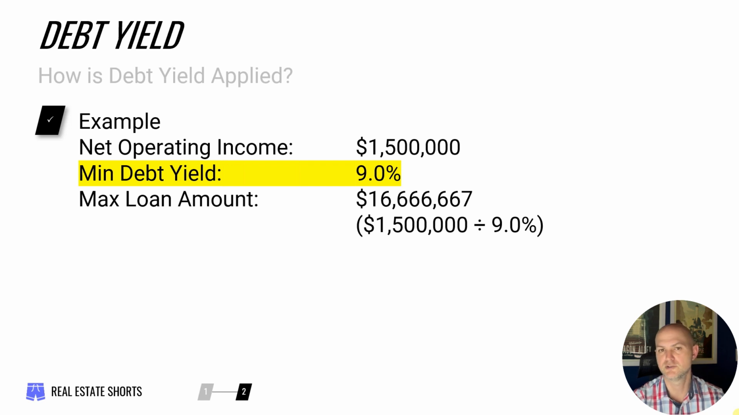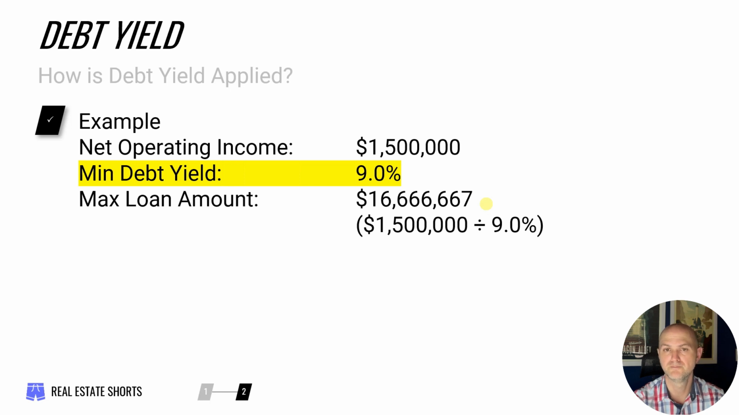So let's take a look at a quick example just to walk into this. So let's say you have net operating income of $1.5 million. The lender says, you know what, we have a minimum debt yield requirement of 9%. Okay, so $1.5 million divided by 9% gives us this $16,667,000 loan estimate. So you'll notice that there was no payment calculation, there was no reference to property value, there was no interest rate conceived or talked about here. This is really just about the debt yield as a metric by itself to limit how much loan can be given.